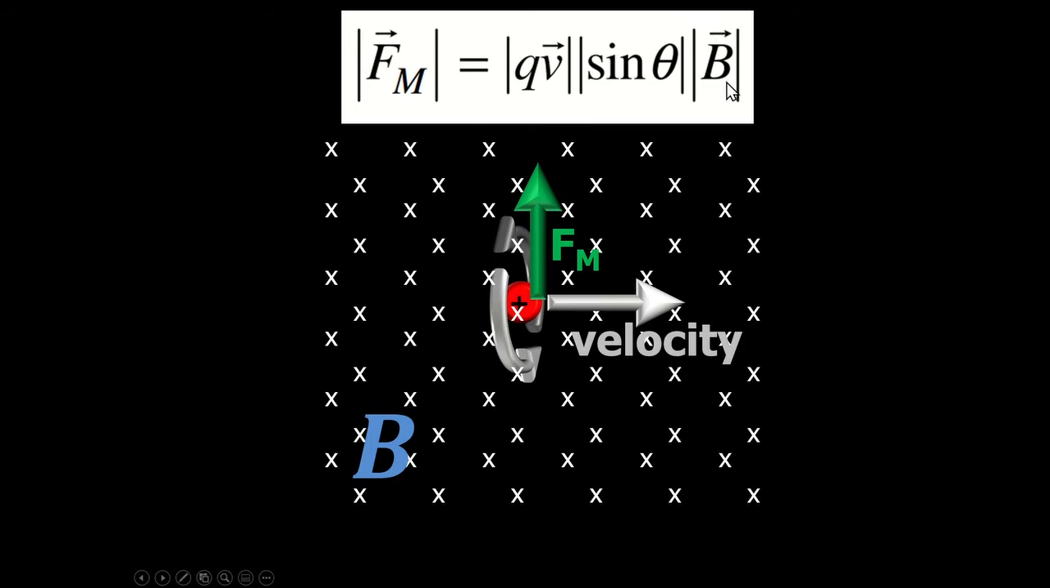So Q, V, B are the variables that are going to affect the magnetic force, and then we just multiply by the sine of the angle to find a component of its velocity that is perpendicular to the magnetic field. If it's parallel, there's no force. Okay, that was a quick review.